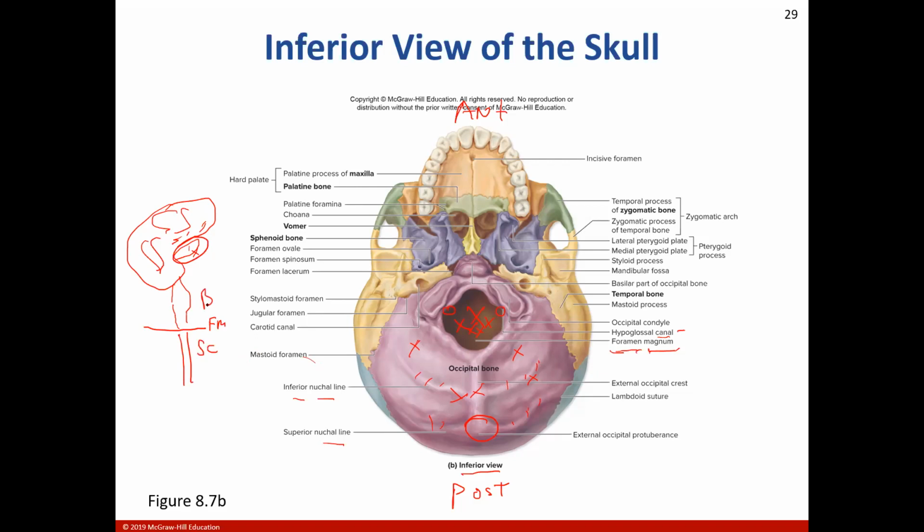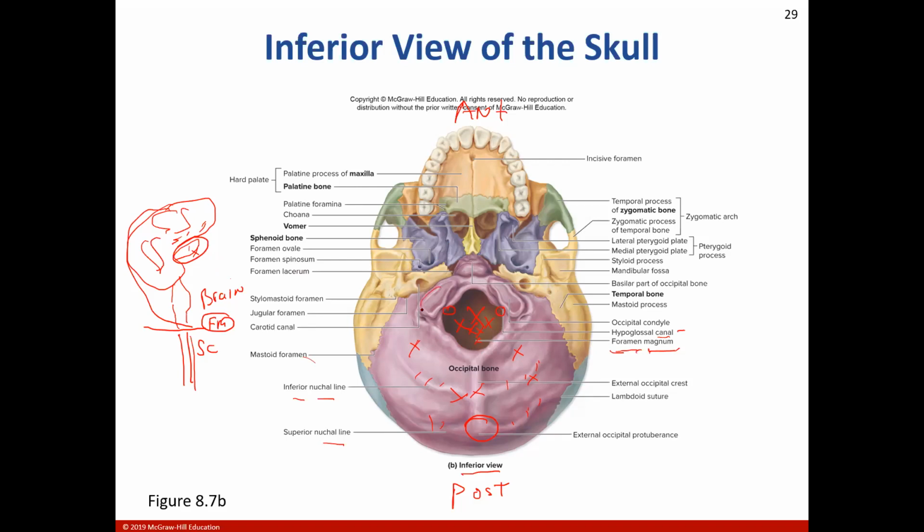So brain is in the cranium with the cerebrum, the brain stem, and then below the foramen magnum is where the spinal cord starts. And that goes down between the vertebrae, which you'll see later. So that's good for later. So far, what do we have? We have the foramen magnum and the hypoglossal canal.